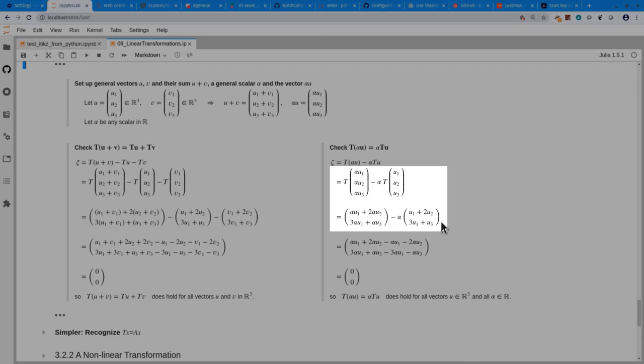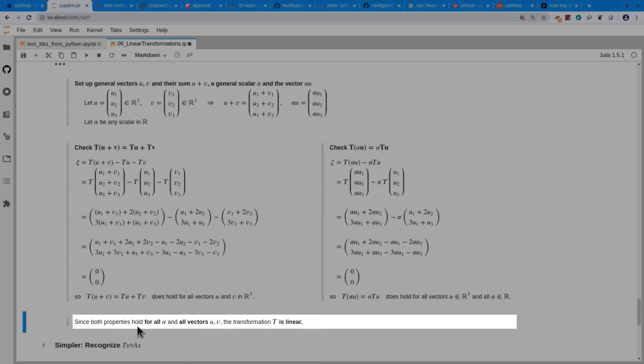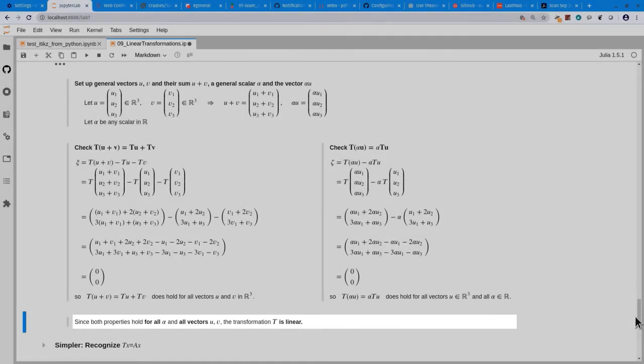And now I apply T as before, combine everything into a single vector, and simplify as much as I can. And again, I end up with the zero vector. So again, my property holds for all vectors u and all scalars alpha. Since both of these properties hold for all possible vectors and all alphas, I'll write down my conclusion that transformation T, therefore, is a linear transformation.